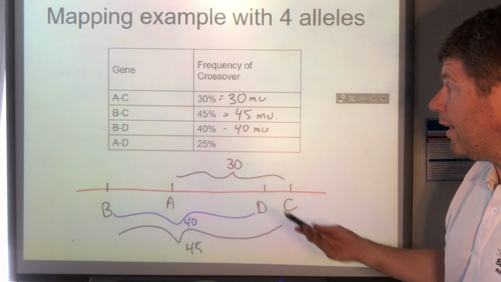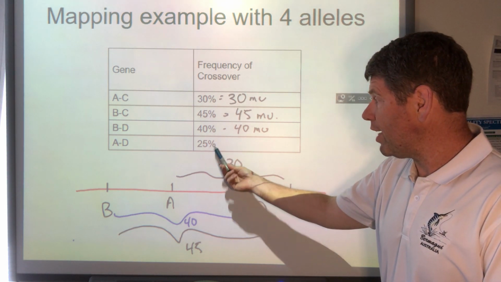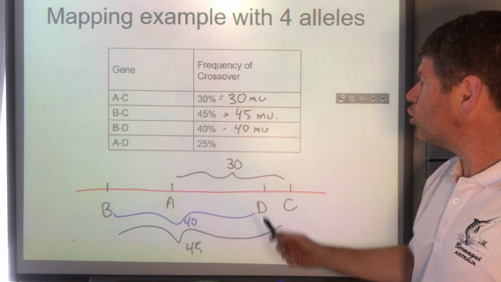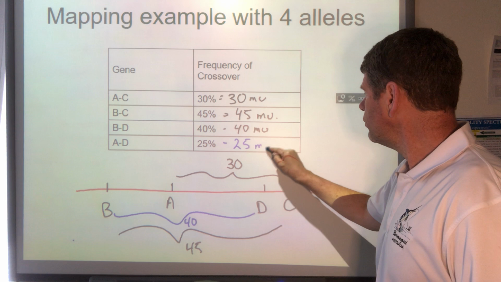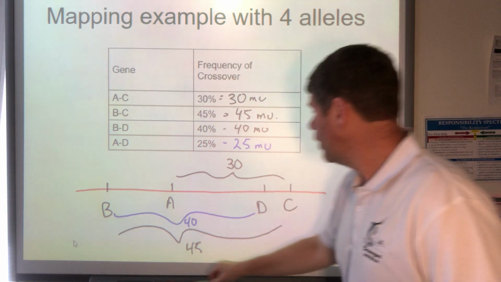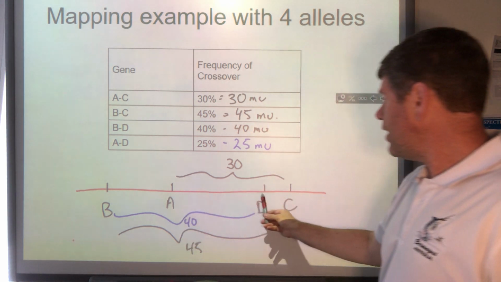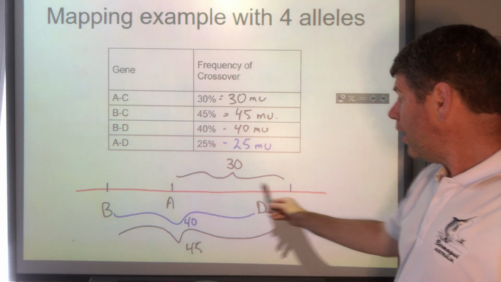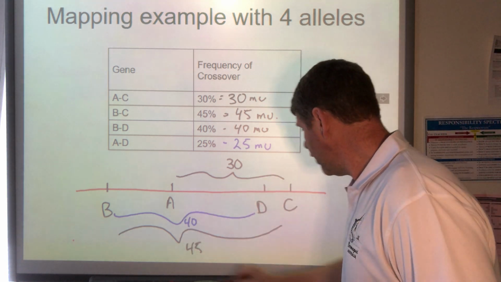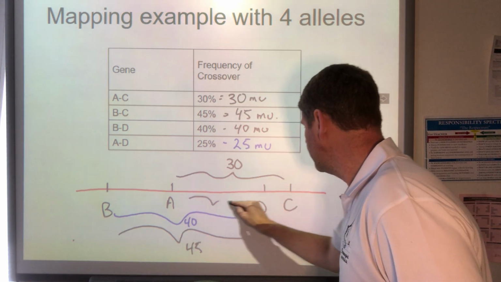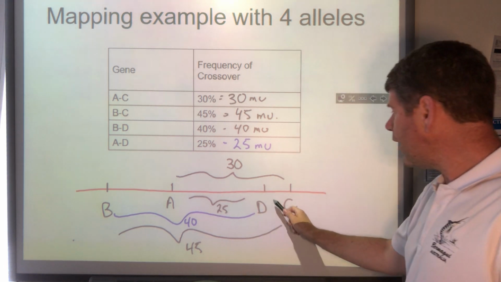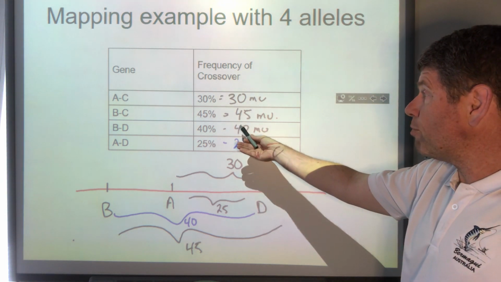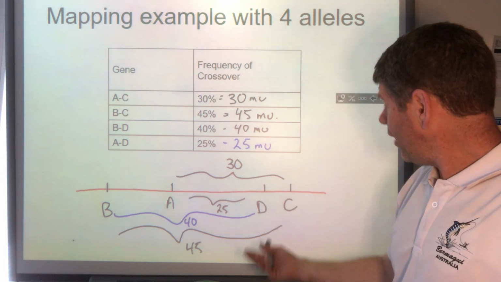Now, if we've done this correctly, when we check our last percentage frequency, it should make sense. It should look right. So D from A is 25 map units. So here's A to D. So remember, A to C is 30. A to D is supposed to be 25. So if we've done this correctly, there's the 25. We can see that D to C must be 5. Now we don't have that piece of information. We don't need that piece of information, but it's making sense.